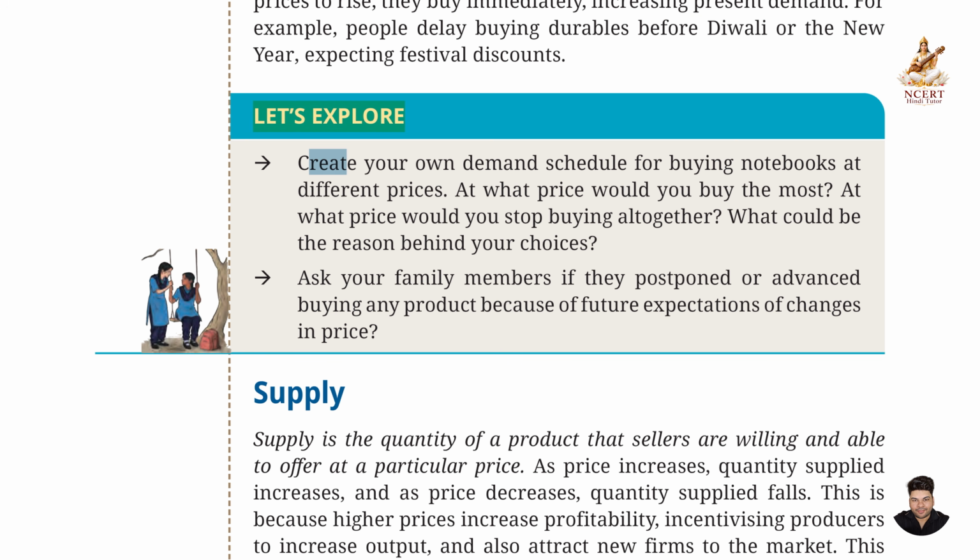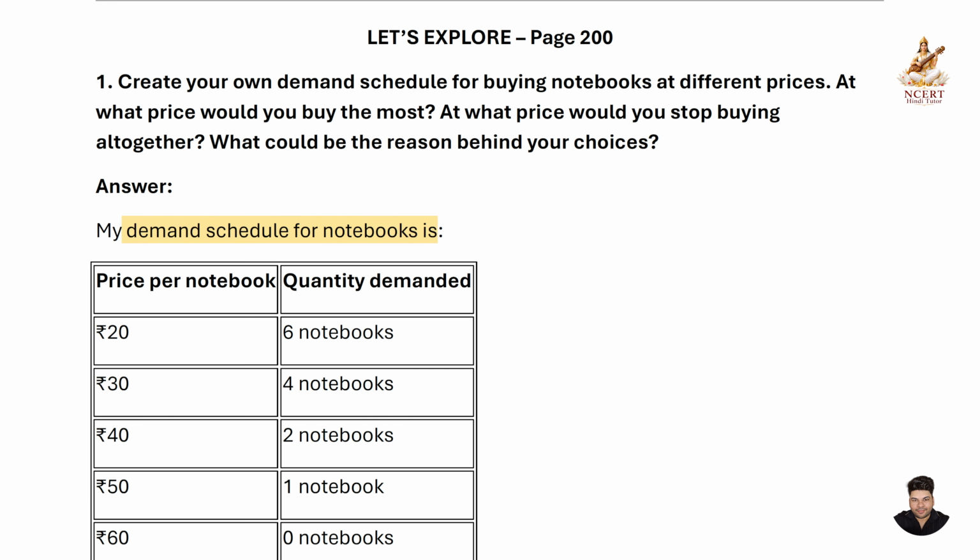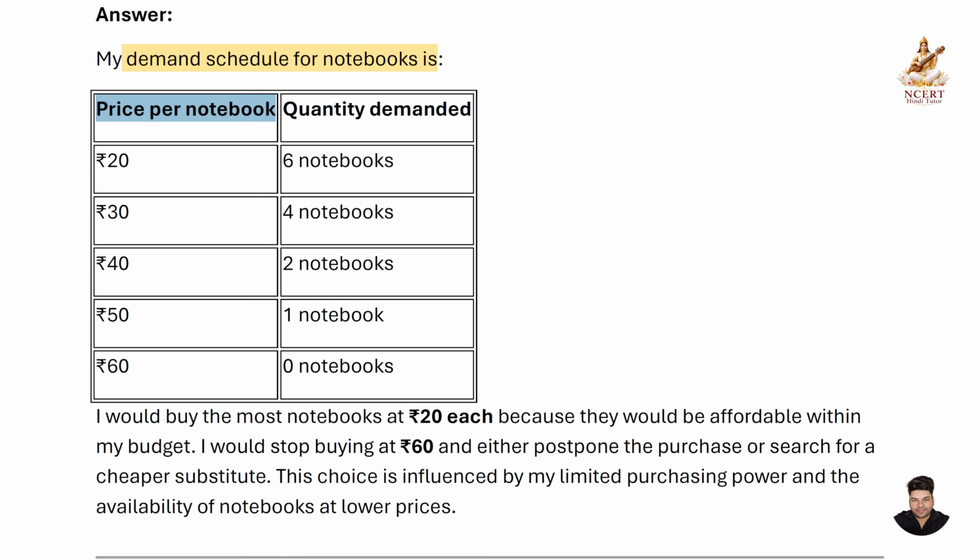Question 1. Create your own demand schedule for buying notebooks at different prices. At what price would you buy the most? At what price would you stop buying altogether? What could be the reason behind your choices? Answer. My demand schedule for notebook is column 1 price per notebook, column 2 quantity demanded. Rupees 20, 6 notebooks; rupees 30, 4 notebooks; rupees 40, 2 notebooks; rupees 50, 1 notebook; rupees 60, 0 notebook.